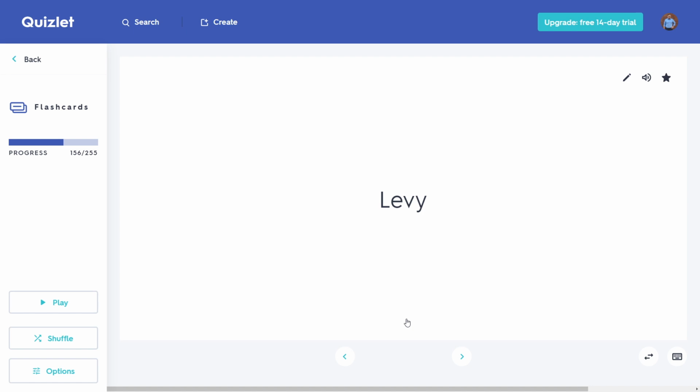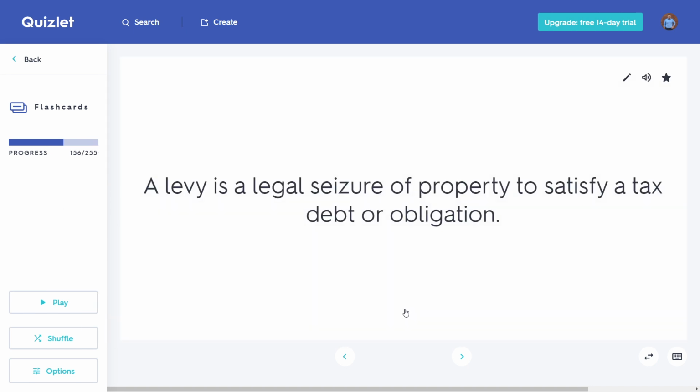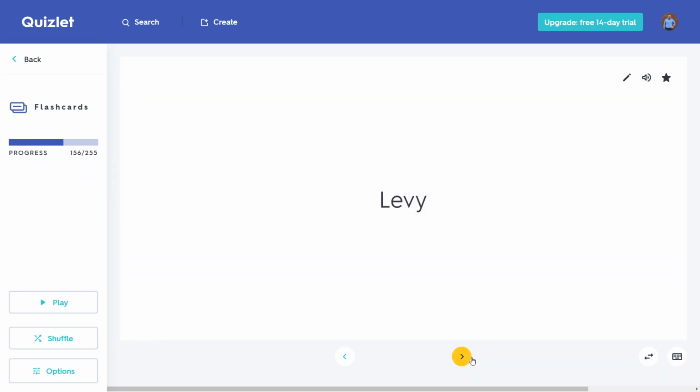Okay. So when you hear this term, what do you want to think of? Well, you want to think of typically a debt and how to satisfy it. And that's pretty much what the definition is. So levy is a legal seizure of property to satisfy a tax debt or obligation. So that's pretty much it on that one.